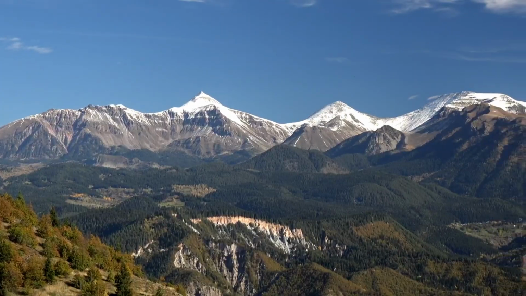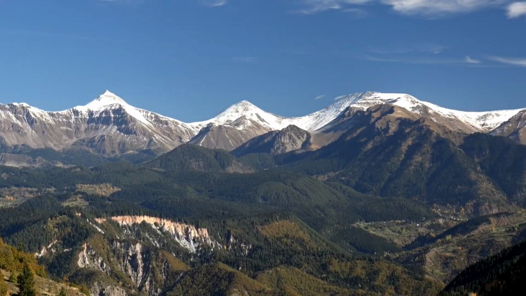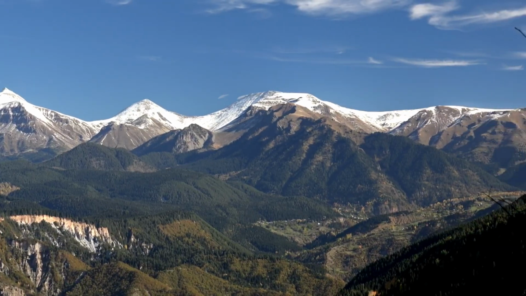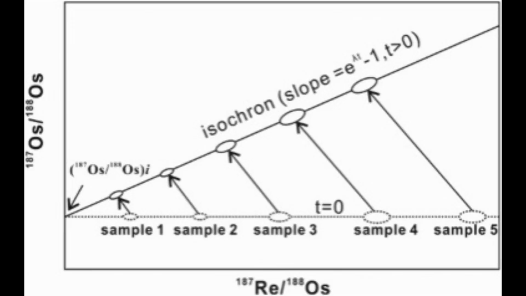But how do we know how old these deposits are? Scientists use a method called REOS, or radium-osmium dating. This radioactive dating technique relies on the slow decay of radium-187 into osmium-188. Because it has a long half-life, it's perfect for dating ancient minerals like chalcopyrite.